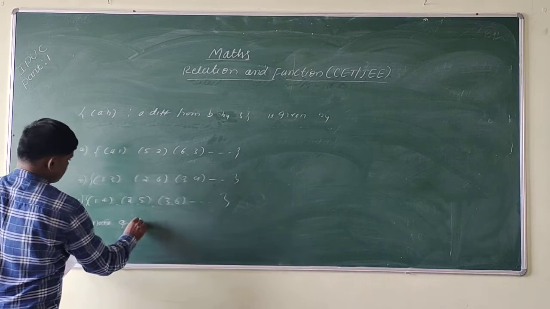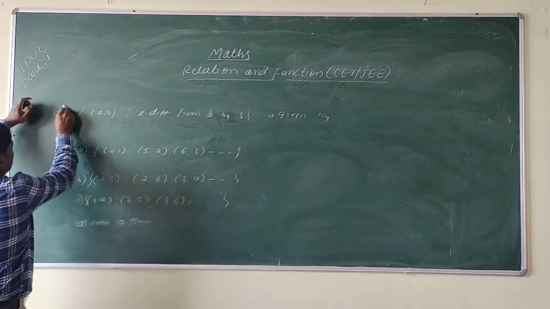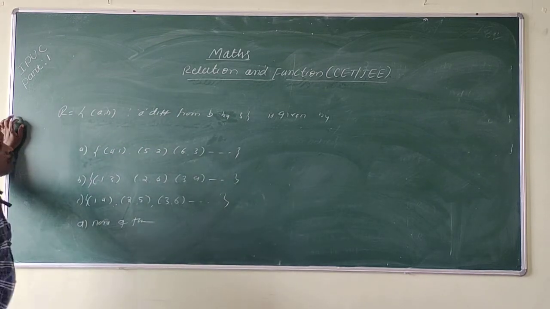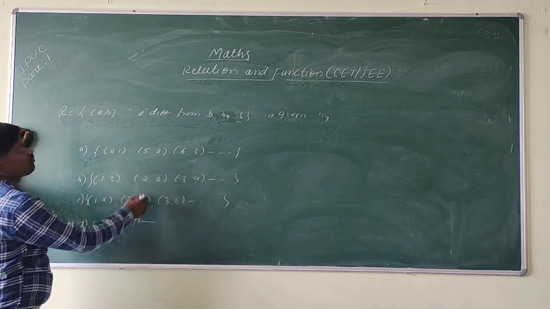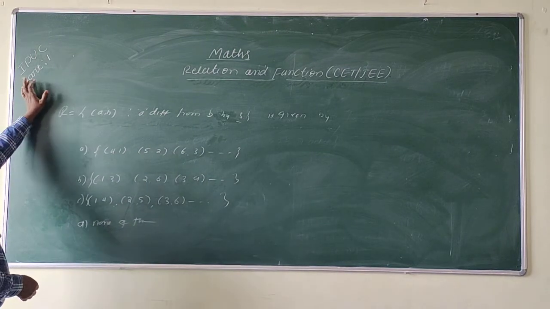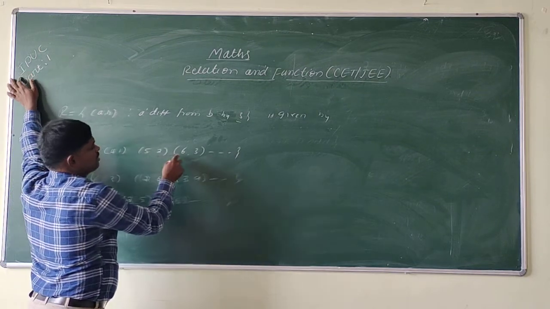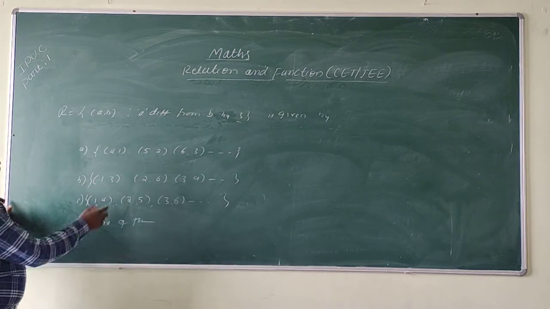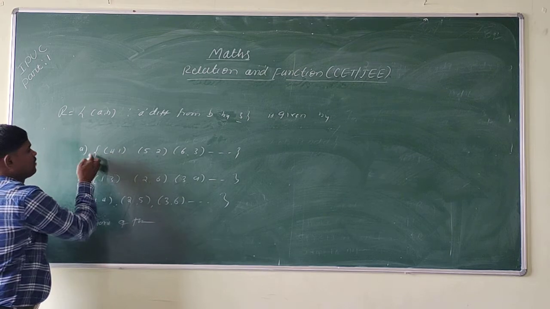See here, (a, b) is in the relation R: a differs from b by 3. That means the difference a minus b is equal to 3. Which of the following is the right answer? See here, 4 minus 1 is 3, 5 minus 2 is 3, 6 minus 3 is 3, and so on. So that means a differs from b by 3. So this is the right answer.